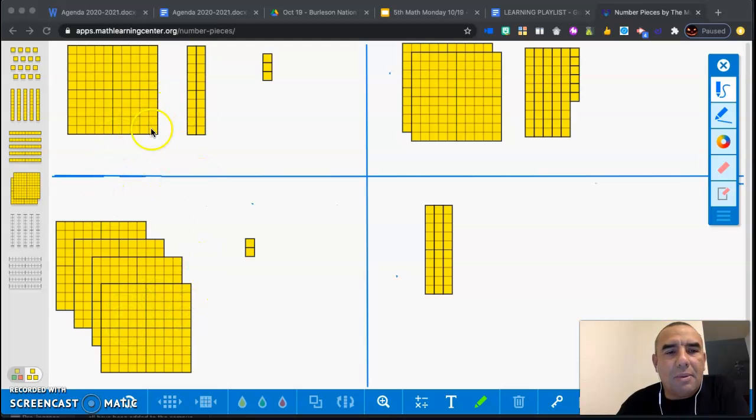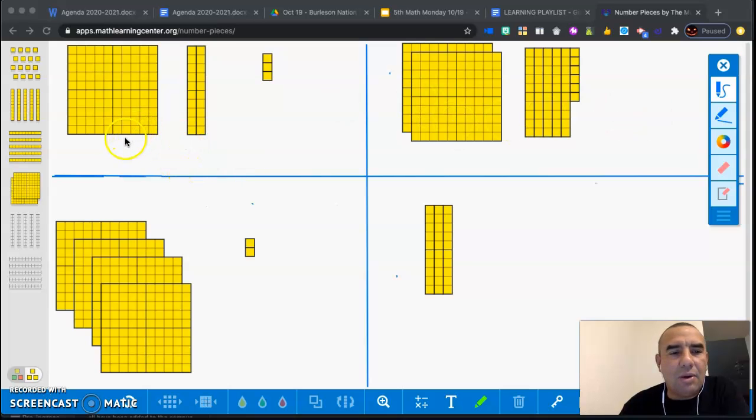So I have this one right here. I have one flat that represents one whole. I have two rods. One rod represents 1/10, and I have the hundredth. So one little cube, one little square represents 1/100th. So if we know that, then we can represent the decimals. We can write the decimals that are being represented here.